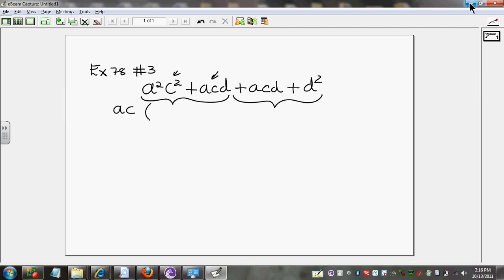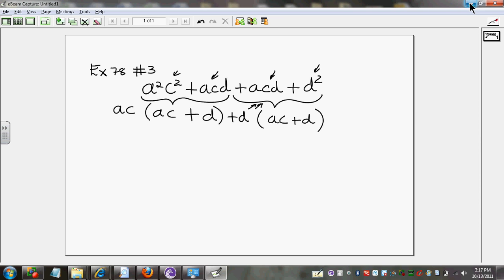If you take ac out of a squared c squared, you get ac. A quick check: if you multiply ac by ac, you get a squared c squared, so that is correct. Then ac into plus acd will be plus d. So your next job is, what do I need to take out from the second pair so that I will get ac plus d in brackets? Because if you're doing factorization by grouping, you must get ac plus d. And the answer is d. If I take out positive d, I get ac from the first term, and from the last term I remain with d in the brackets.